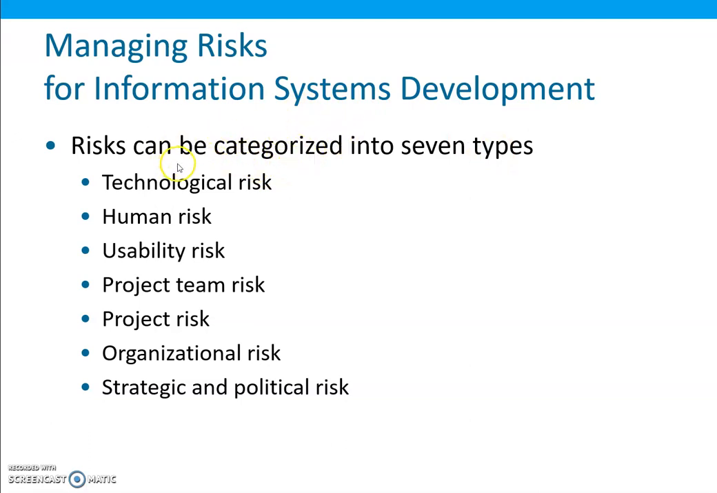In this project, risks can be categorized into 7 types. Risks are inherent in all aspects of an information systems development project. The risks can be categorized into 7 types: technological risks, human risks, usability risks, project team risk, project risk, organizational risk, and strategic and political risk. These categories help to explain the risks associated with developing systems that accept data points, process those inputs, and produce information to be used by the users.